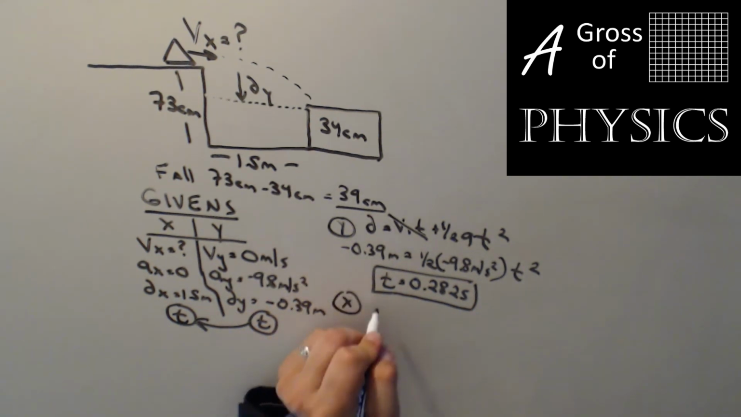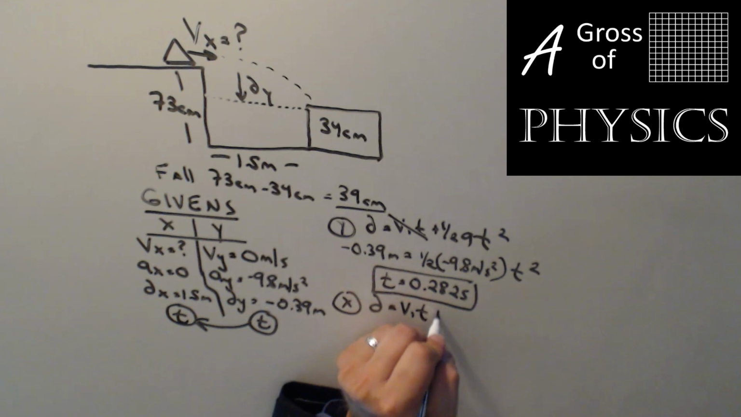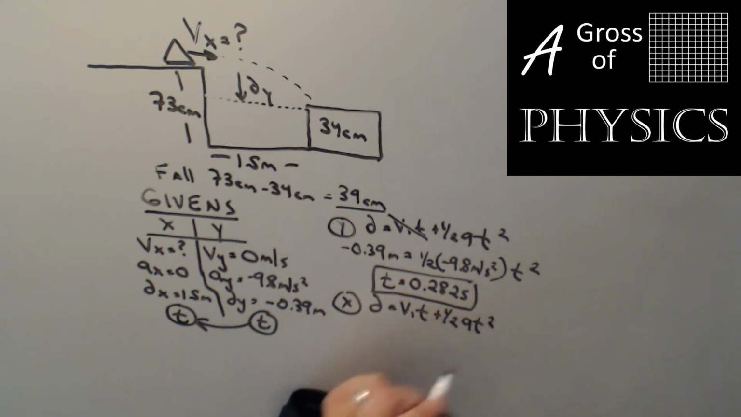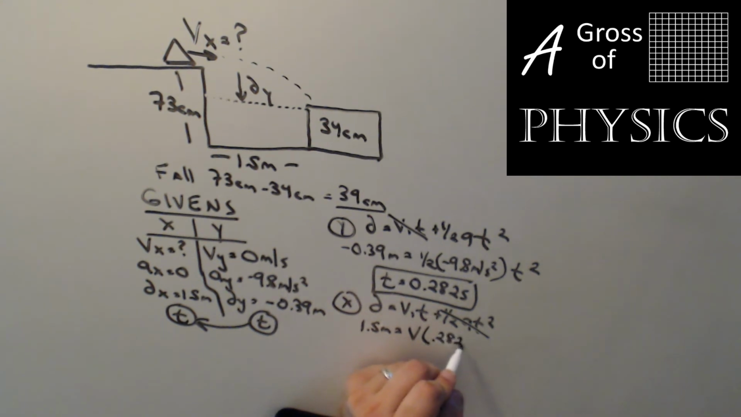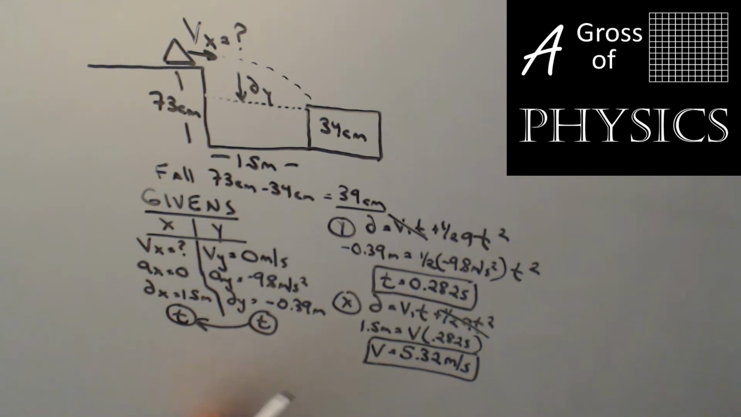So in the x direction, d equals v_i t plus 1/2 a t squared. Once again, this second term cancels, and I'm left with 1.5 meters equals v times 0.282 seconds. So v is 1.5 divided by, since it's still my calculator, answer, and I get 5.32 meters per second. So as long as it's hit with 5.32 meters per second worth of speed, the paper football should go into the recycle bin.